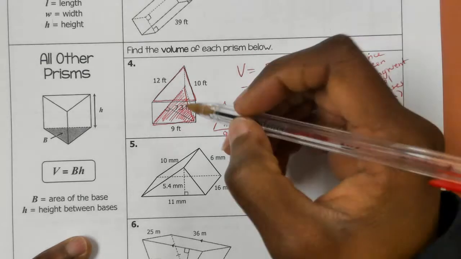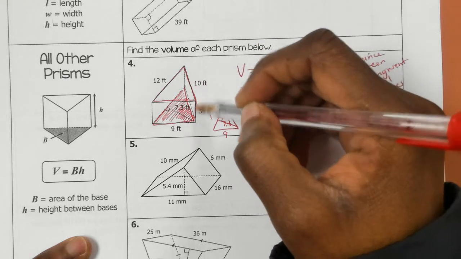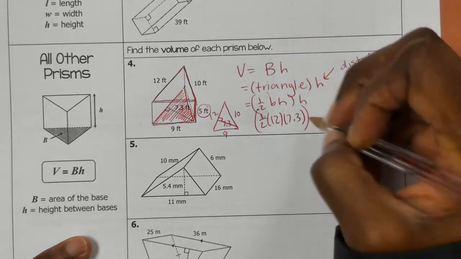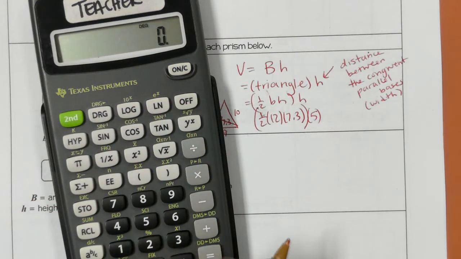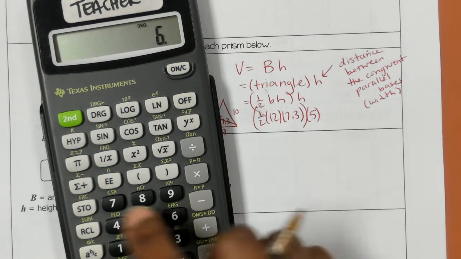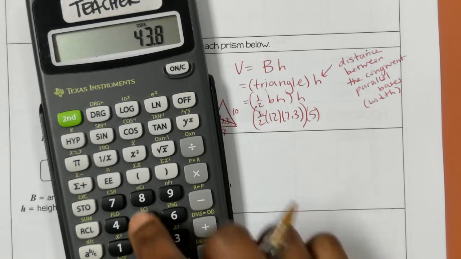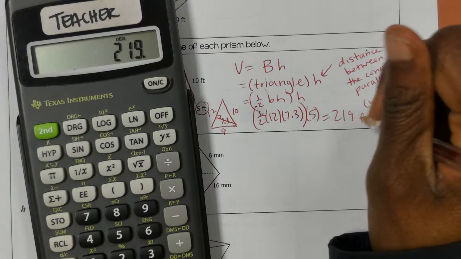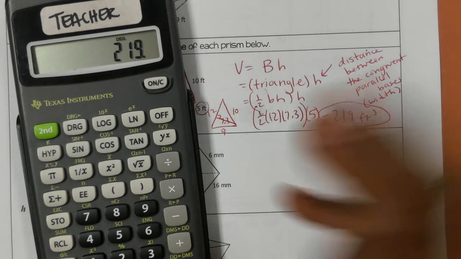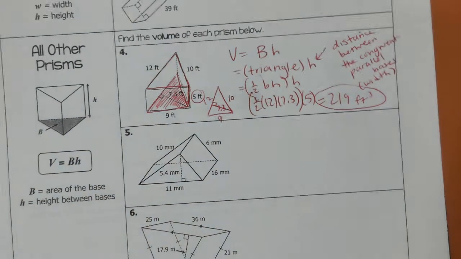Then the height of the prism is the distance between triangles. So there's a measurement of 5 units here between the triangles, so 5 is what I'd be multiplying this by. So 0.5 times 12 times 7.3 times 5 gives me 219 feet cubed for my volume.